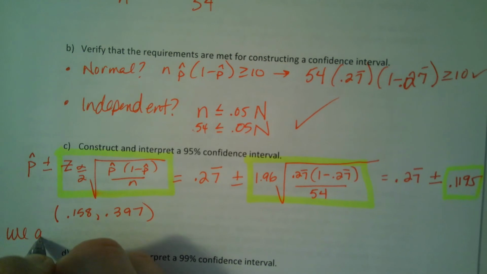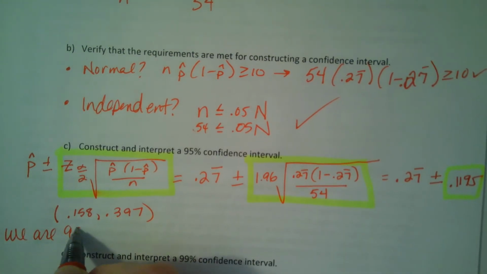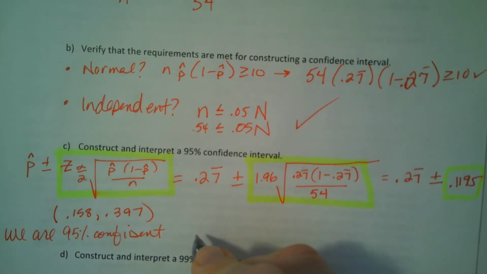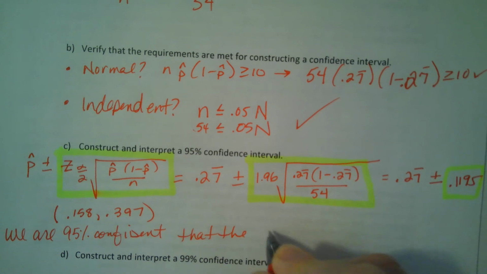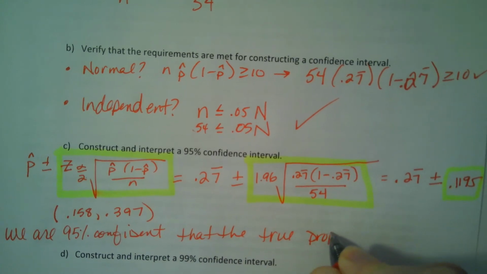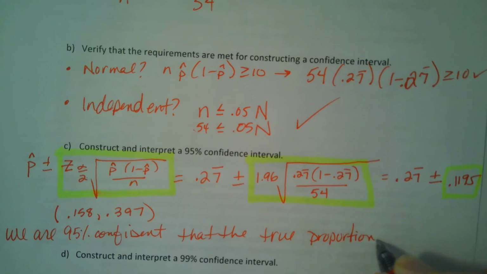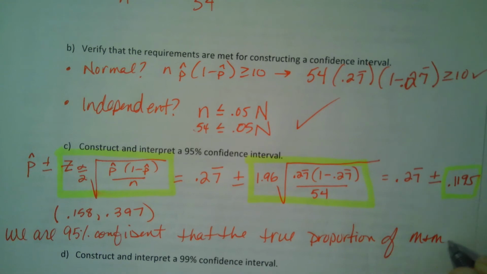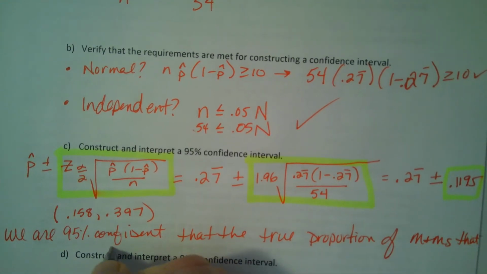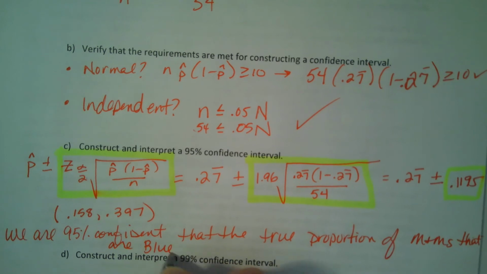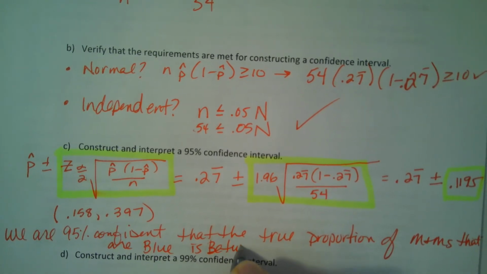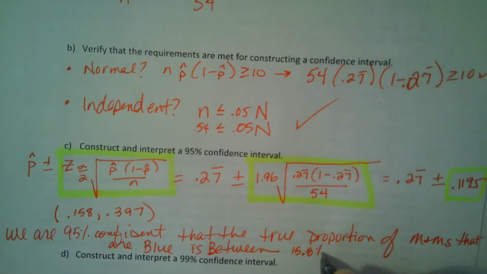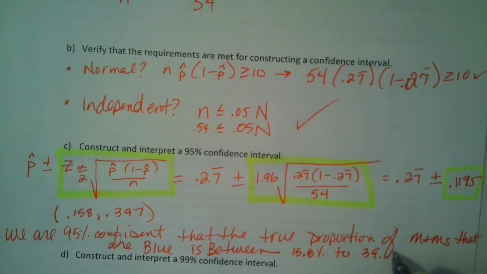So we would state that we are 95% confident that the true proportion of M&Ms that are blue is between 15.8% to 39.7%.